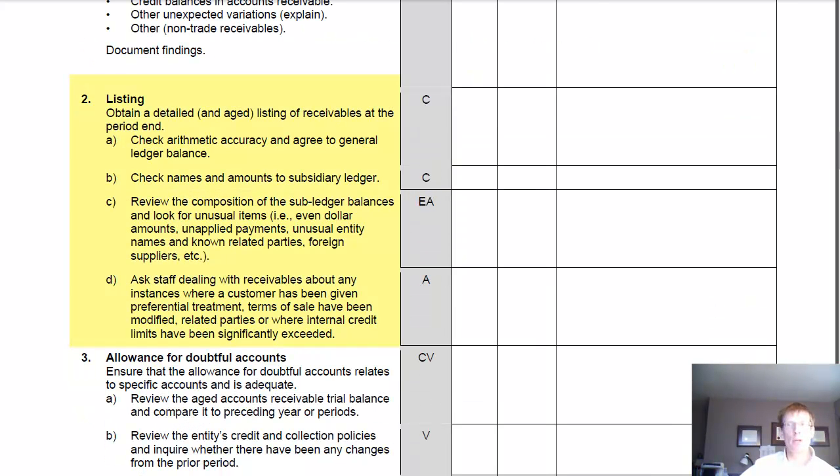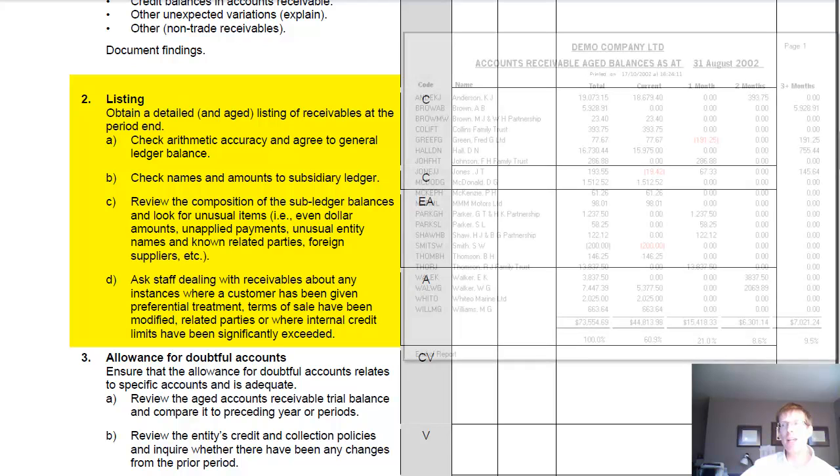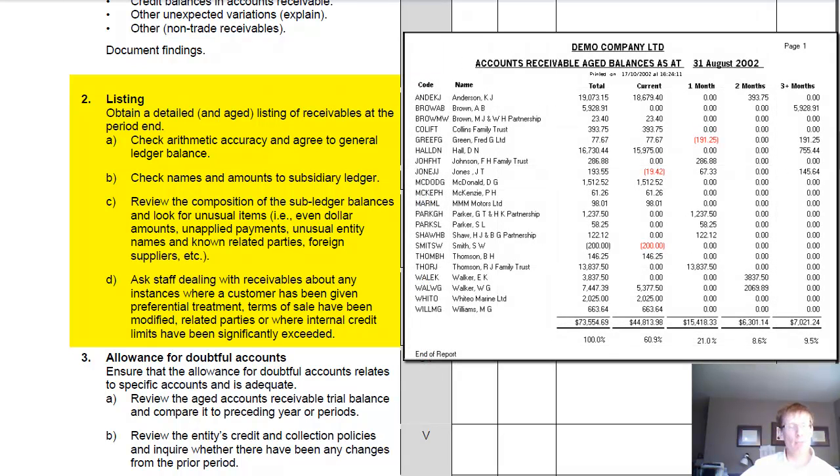Number 2, we're going to obtain a detailed and aged listing of our receivables at the period end. We'll check the arithmetical accuracy and agree that to the general ledger. So notice that's going to cover off our tie-in, our completeness assertion, as well as our accuracy assertion. We're also going to check the names and the amounts to the subsidiary ledger, which covers off our completeness assertion.